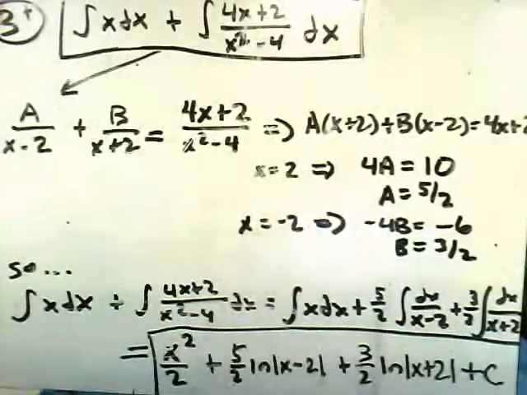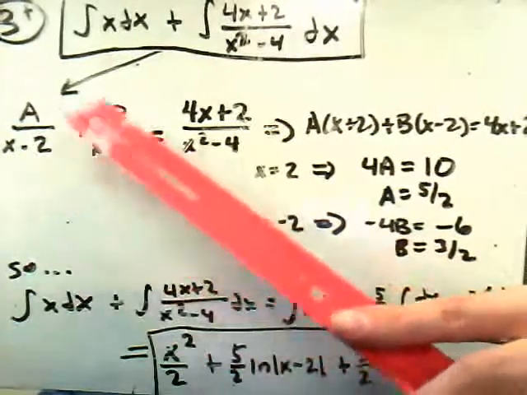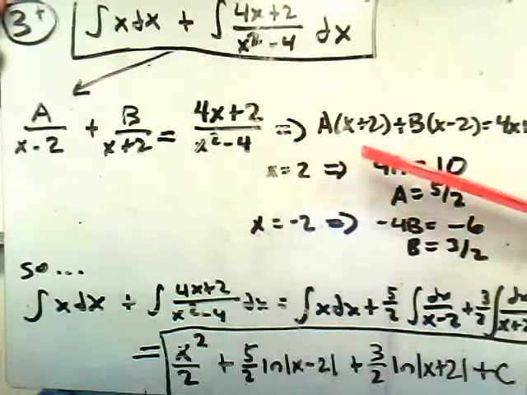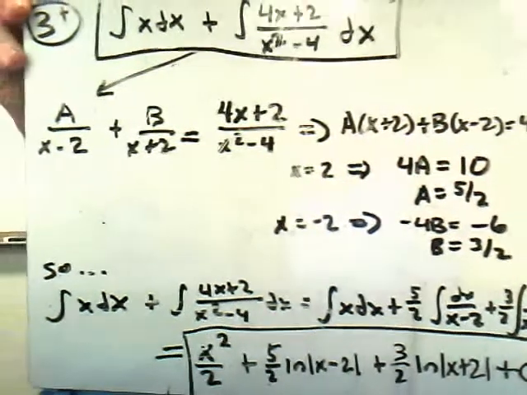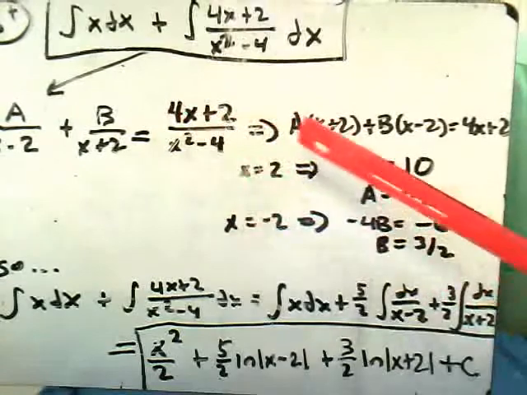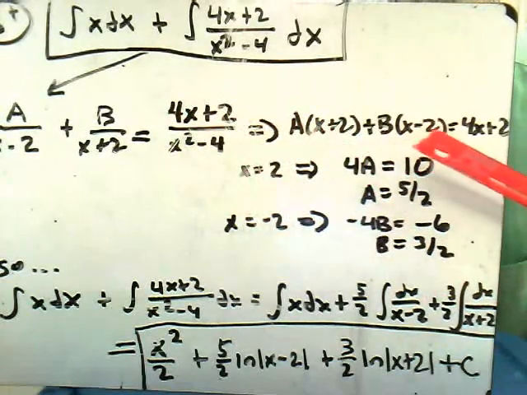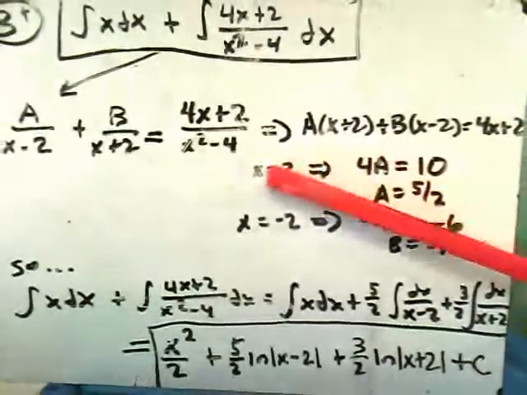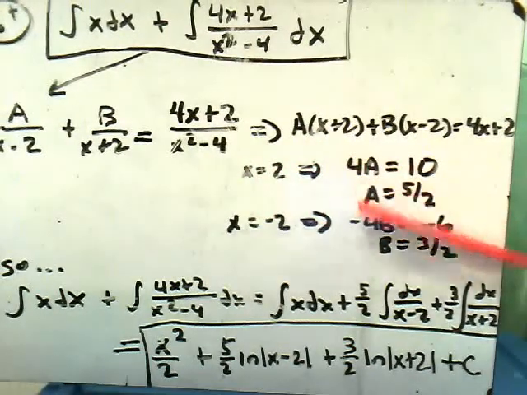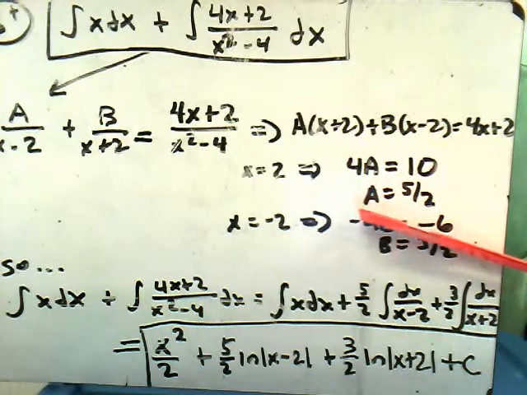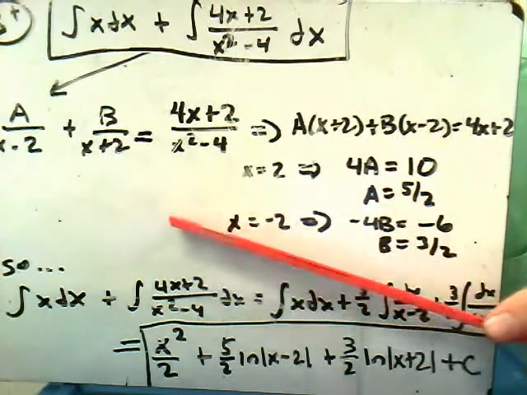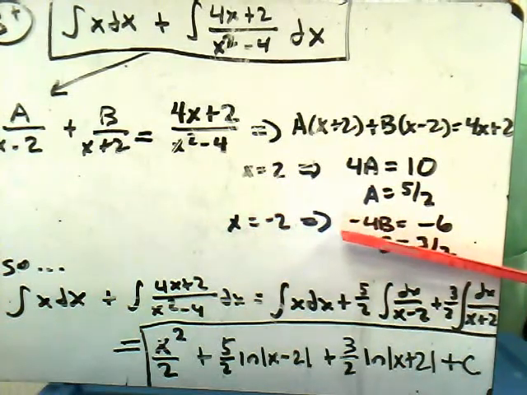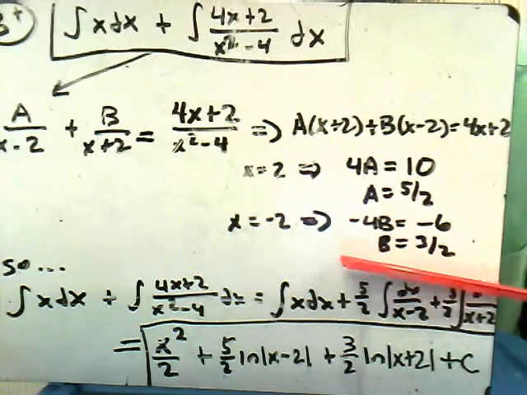X squared minus 4 breaks up into two factors, x minus 2 and x plus 2. And we'll use our method as before to find out that A times x plus 2 plus B times x minus 2 is equal to 4x plus 2. The first value that we want to try is x is equal to 2. When we plug that in, we find out that 4A is equal to 10 and A is equal to 5 halves. X is equal to negative 2 then produces for us the fact that negative 4B is equal to negative 6 and B is 3 halves.